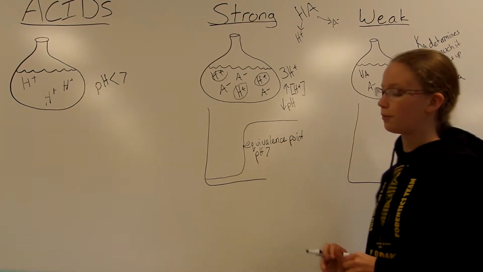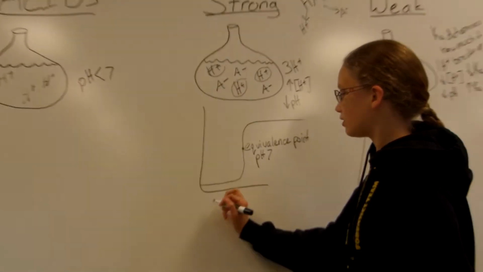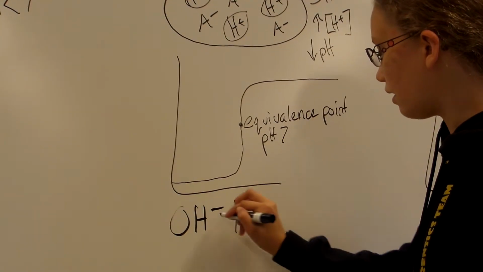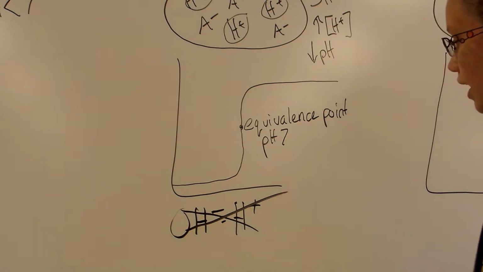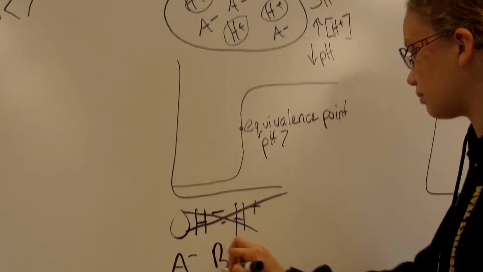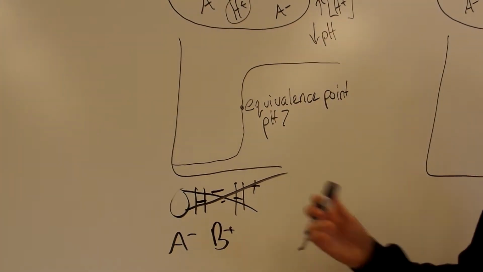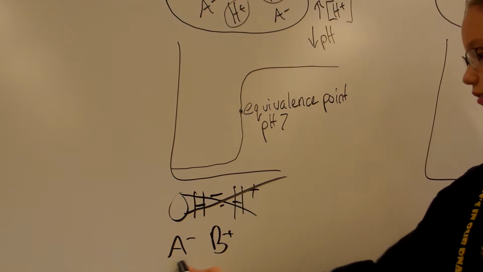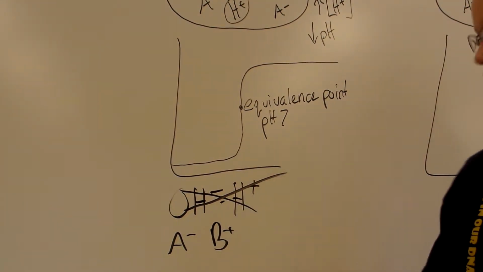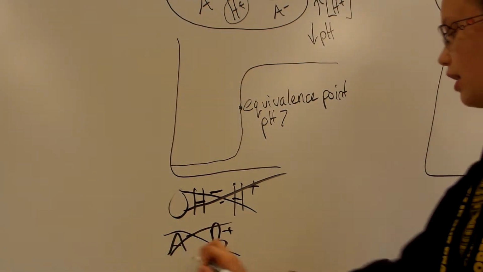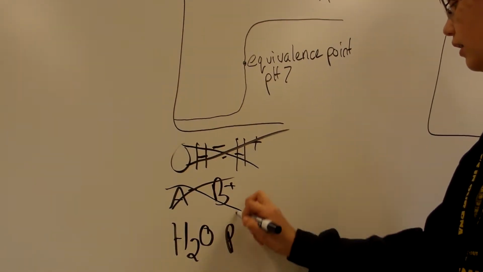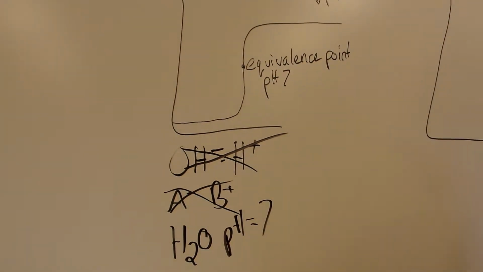Let's look a little bit closer about what is happening at the equivalence point. That is when the OH minus and the H plus are equal, so they cancel out. And we're left with just our A minus and then whatever B plus was on our base. Neither of these will have any sort of acidity or basicity because both our acid and our base are strong. So we can cross that out too. And we're left with just plain H2O, which we know has a pH equal to 7.